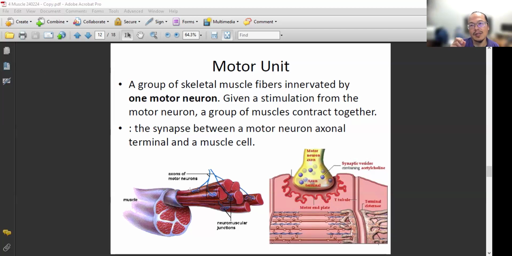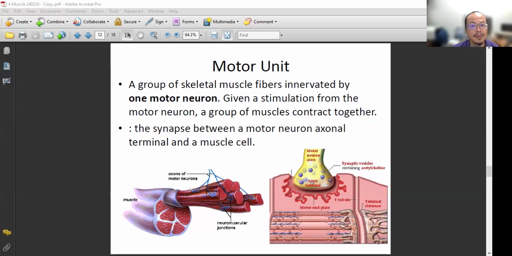The reason we call it a motor unit is because this is the finest movement you can conduct with a motor neuron. So when we want to do any movement, the nerve will control a group of muscles. And so when you excite that nerve, all those muscles will get excited all together.